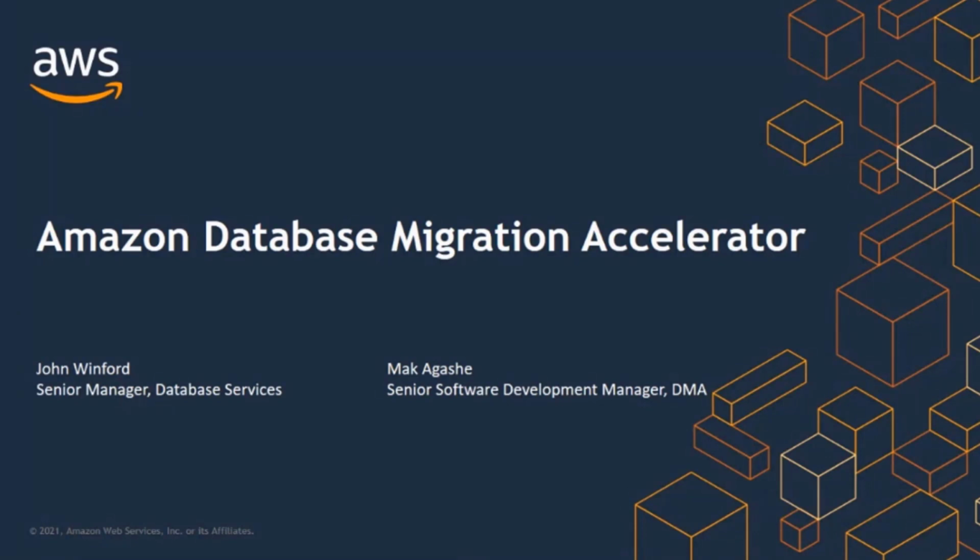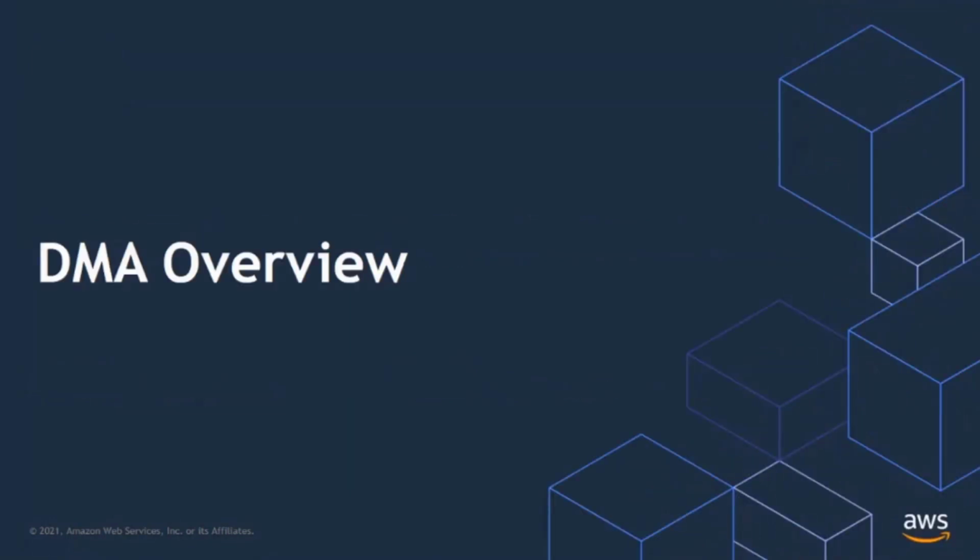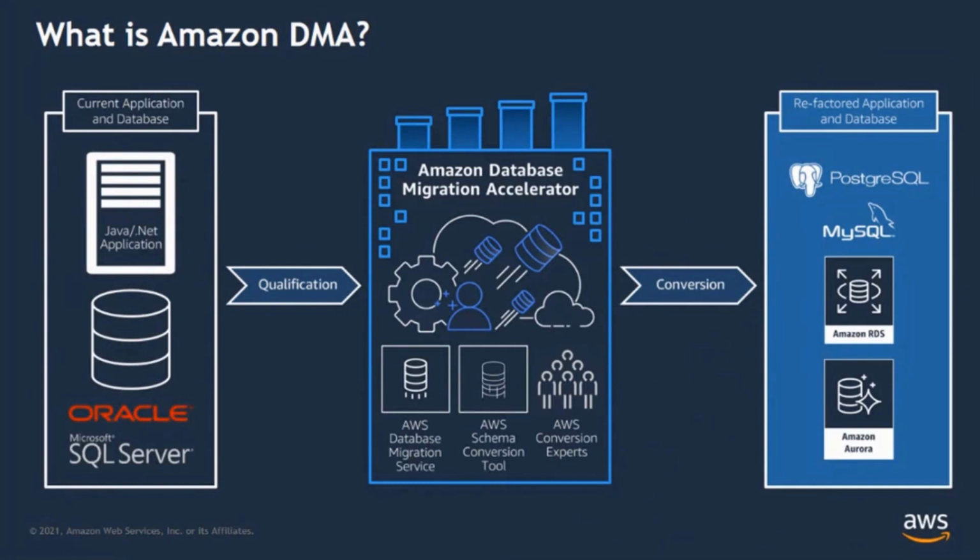Yeah, so here today we're going to speak on the Amazon Database Migration Accelerator. As Mac already alluded to, we call that one Amazon DMA. So let's jump into it and start talking about the product. We'll kick off with a bit of a high-level overview to make it easy to understand what DMA is all about before we jump into some of the details. So yeah, Mac, why don't you start us off?